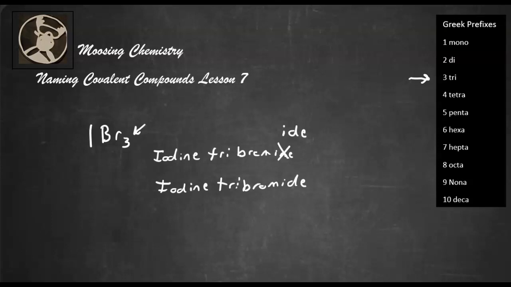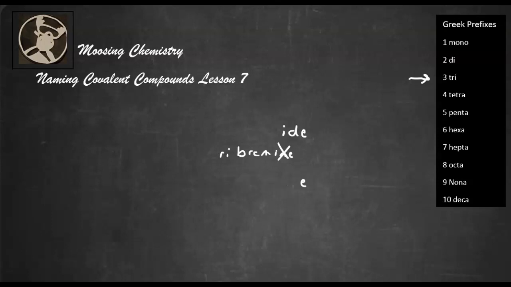Let's go ahead and erase this example. Let's try one more. Again, naming covalent compounds is not really hard to do. There are just a few simple rules that you have to watch out for. All right, let's try another one. I tell you what, let's write the name and then let's try to figure out the chemical formula.